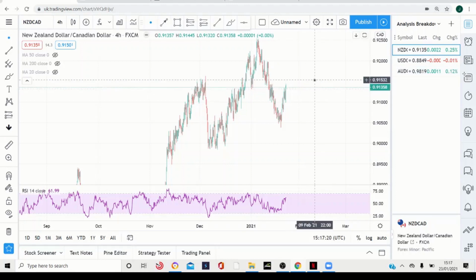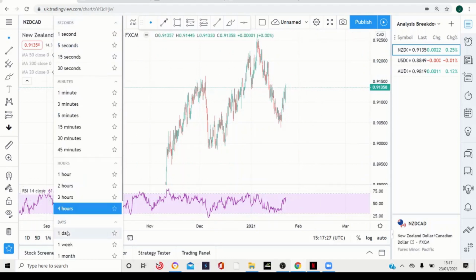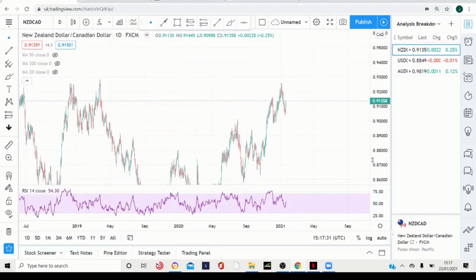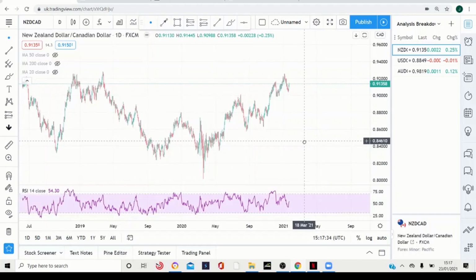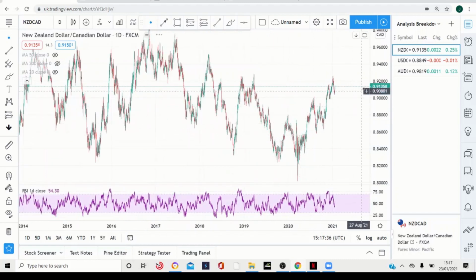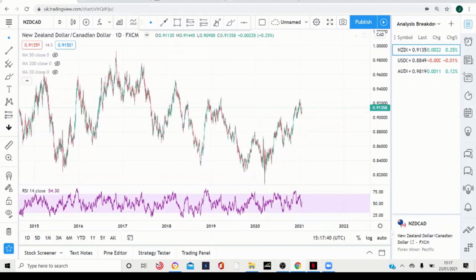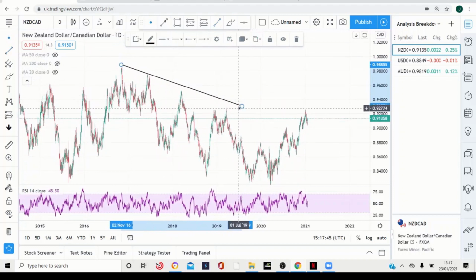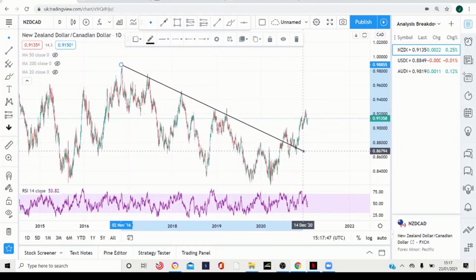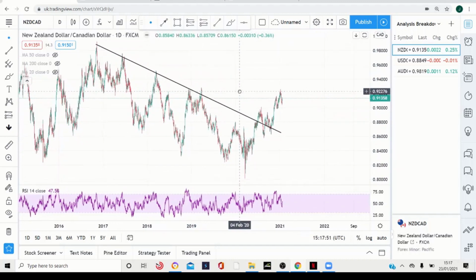On board, what we have here now is the New Zealand against the Canadian dollar. What we are looking at is a 4-hour time frame. Now we're gonna switch to the daily time frame to see what the trend is doing. As you can see here, guys, it was in a previous downtrend for a very long time, and we have just broken out of that range on the daily.